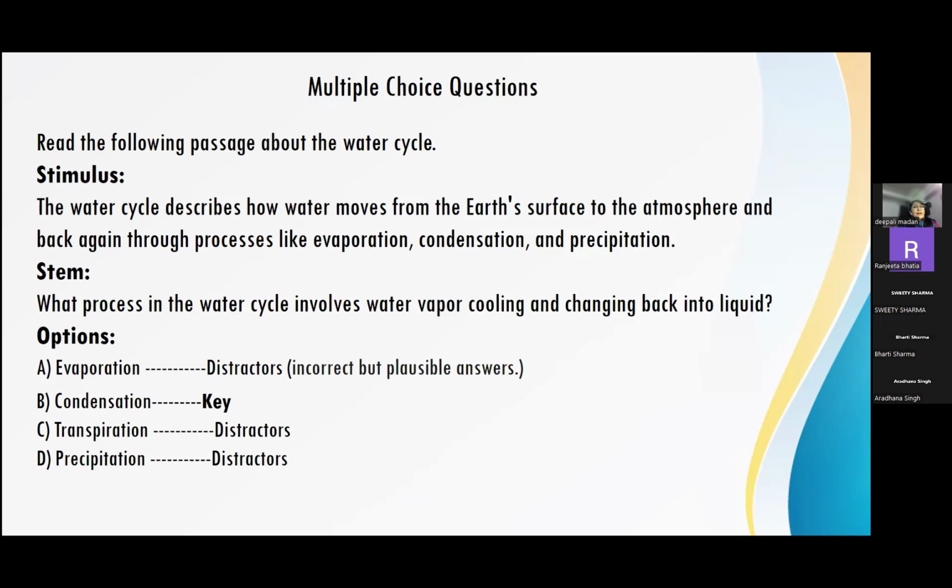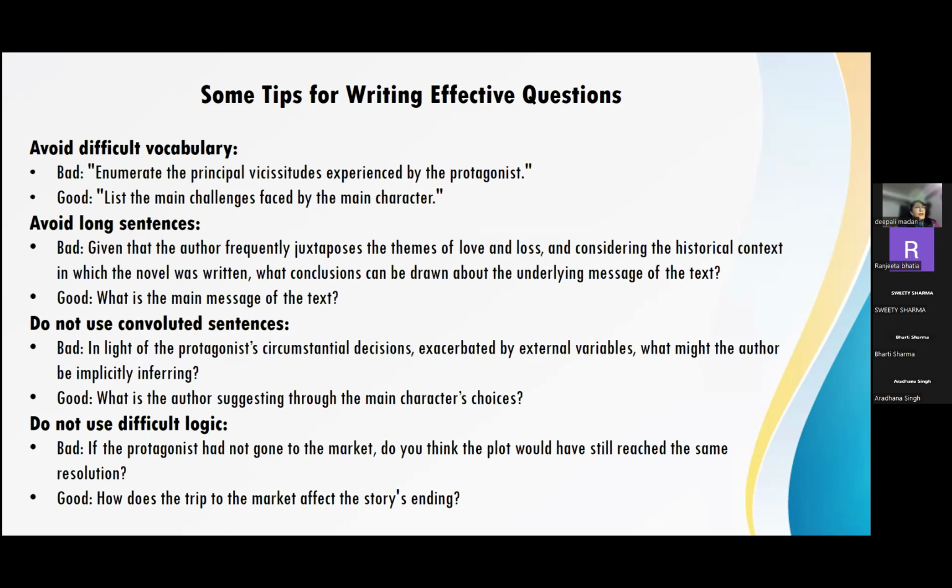Okay, now the previous slide, I guess I've not covered all the points. So avoid difficult vocabulary. We should not unnecessarily add more complex words in the questions which are generally not required. If I say, enumerate the principal vicissitudes experienced by the protagonist, very, very complex. When the children don't understand the questions, how are you expecting them to write any answers? So list the main challenges faced by the main characters.